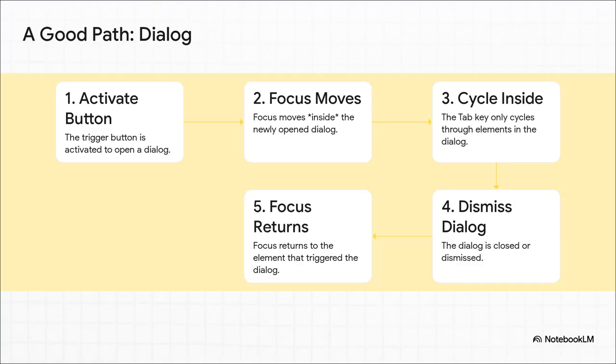So here's a fantastic example of getting it right. A simple pop-up dialog box. You click a button and the box appears. And here's the magic. Your keyboard focus immediately moves inside that box. You can tab through all the buttons and links inside it, but you're trapped in a good way. You can't accidentally tab out to the page behind it. Then, when you close it, your focus snaps right back to the button you clicked in the first place.